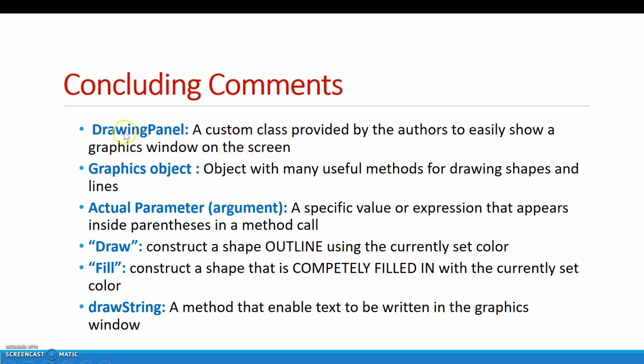So we've covered the drawing panel. This is what the authors provide. Drawing panel. We use create a drawing panel. Then we get the graphics object. The graphics object is provided by the Java class. We've got parameter passing going on. We can draw or fill. I want to remind people that when you draw a line, you're going to use 2 xy sets. Everything else pretty much is going to be x, y, and then width and height. And you can draw a string.